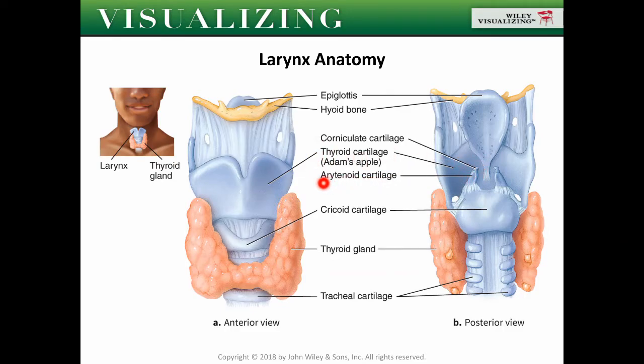The arytenoid is only seen in the back. Then we have the cricoid cartilage. This is the thyroid gland. So this has a function in metabolism, control of metabolism. So anyway, this is for the endocrine system. And then this is your tracheal cartilage. So the larynx is the one that separates your upper and lower respiratory tract, as well as it helps in the production of speech.